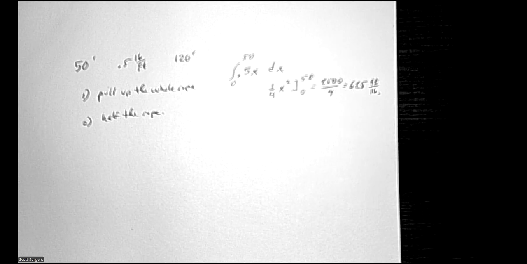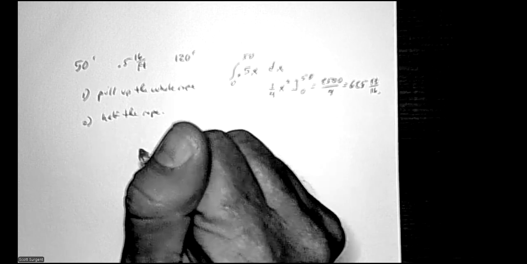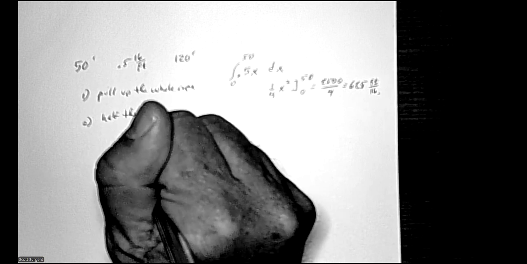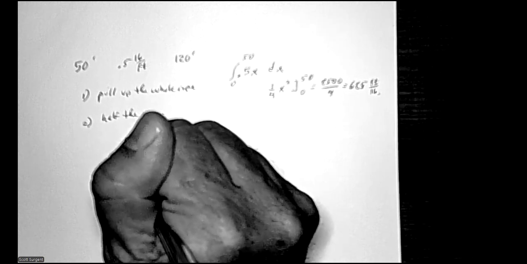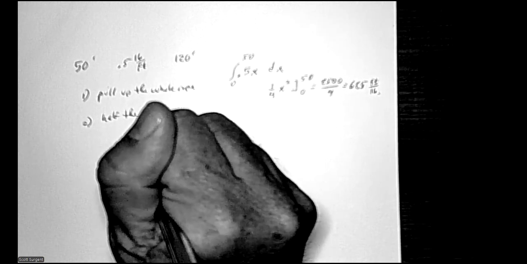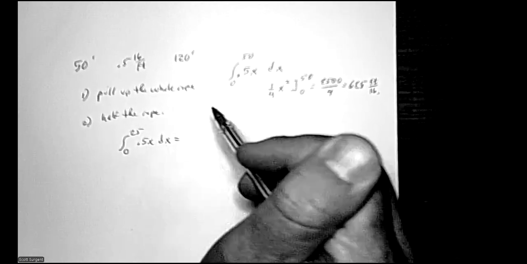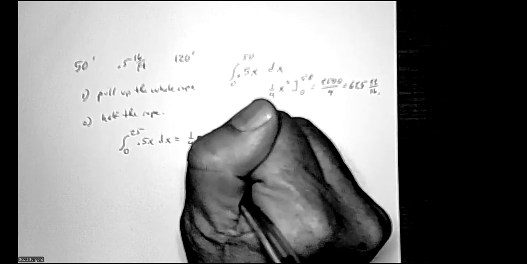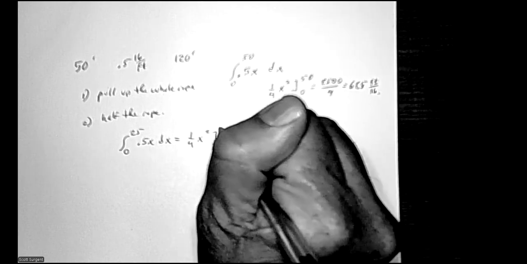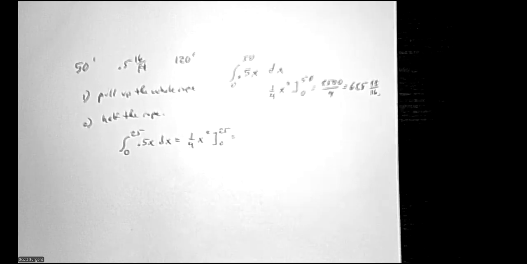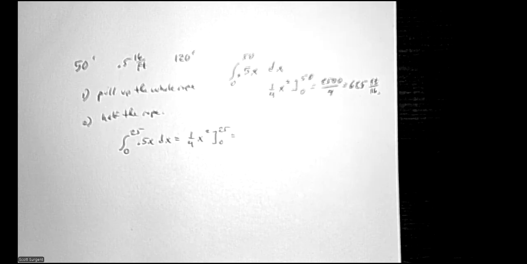To pull up half the rope, you just make a couple of adjustments. You treat it as two problems. The top half is getting pulled over the edge, so 0 to 25, it should be the same. Let's go ahead and work this one out. 1/4 x squared, from 0 to 25. And 25 squared is 625, so 625 over 4.